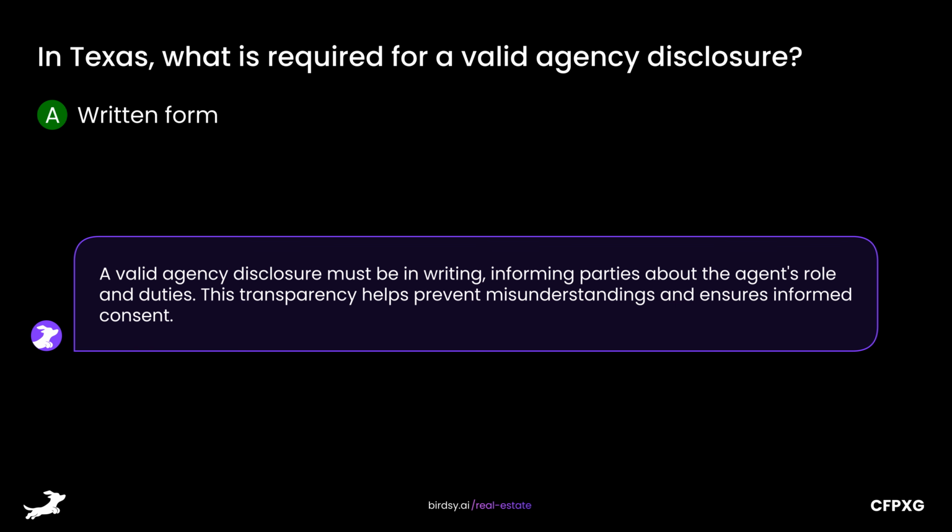A valid agency disclosure must be in writing, informing parties about the agent's role and duties. This transparency helps prevent misunderstandings and ensures informed consent.